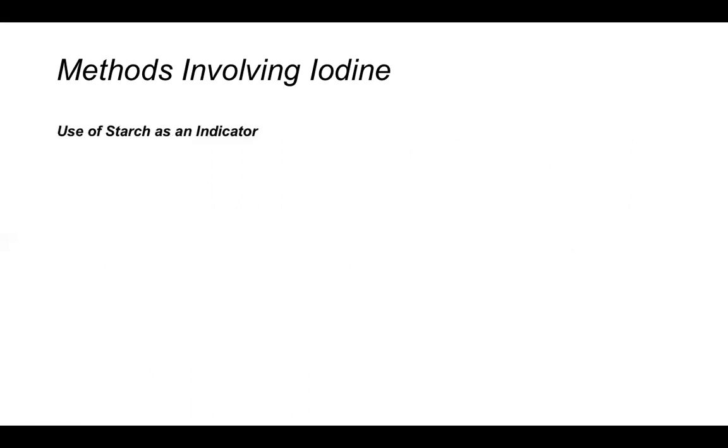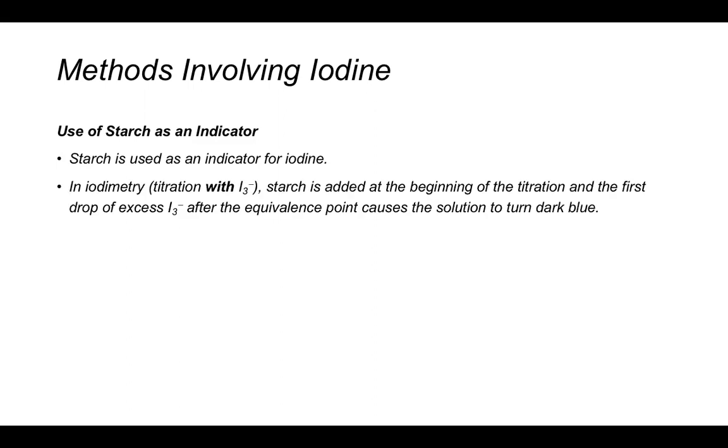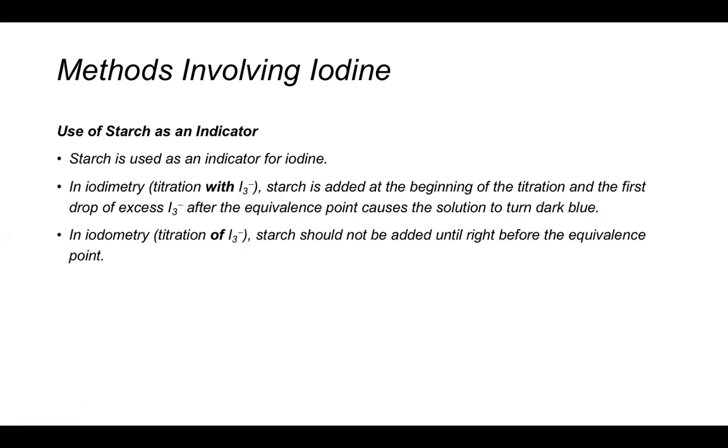Usually whenever we're working with iodine, we typically use starch as an indicator, as talked about earlier, because it has a very strong color change, which is really obvious. So starch is used as an indicator for iodine, and in iodimetry titration, which is titration with triiodide, starch is added at the beginning of the titration, and the first drop of excess I3- after the equivalence point causes the solution to turn dark blue. It's really incredible how dark blue it changes.